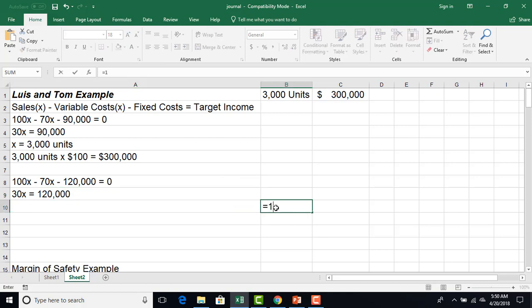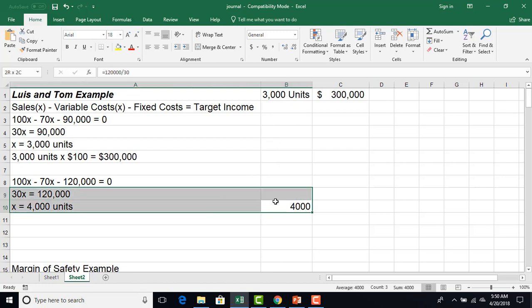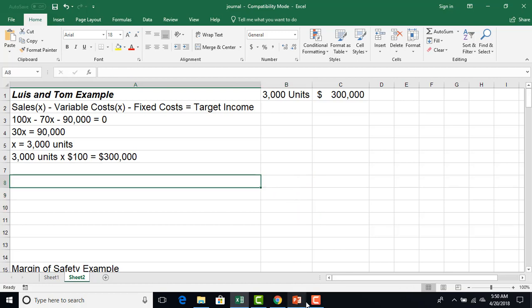I can do that math over here. I can probably do that one in my head, but it's all right. So 120,000 divided by 30 tells me I now have to sell 4,000 units to be able to break even. Because of that $30,000 increase in fixed costs, I now have to sell an additional 1,000 units to be able to break even here for Lewis and Tom. So that is how we prepare something, one more time, called sensitivity analysis.